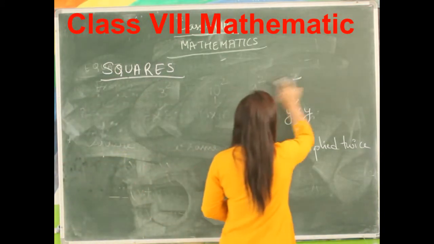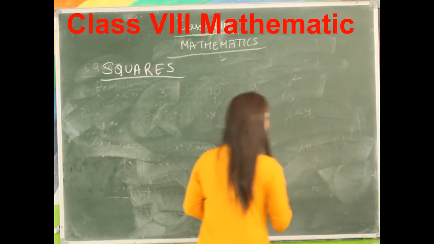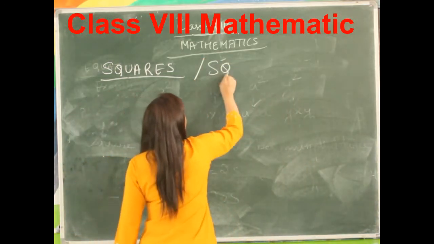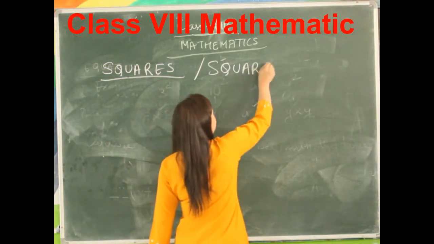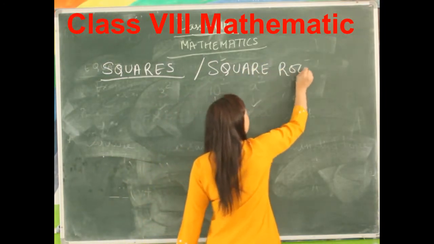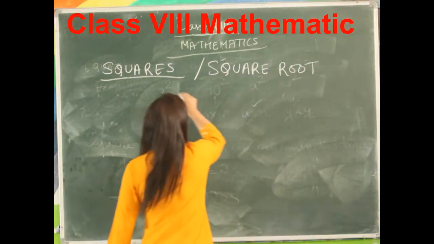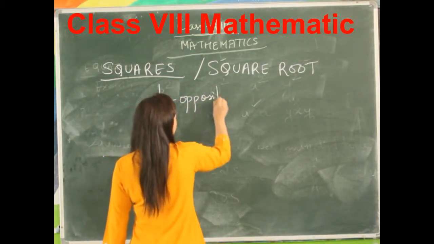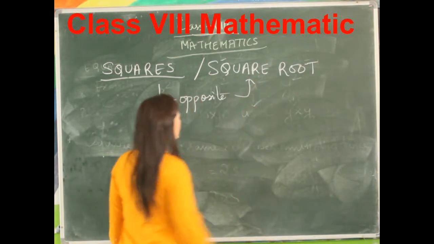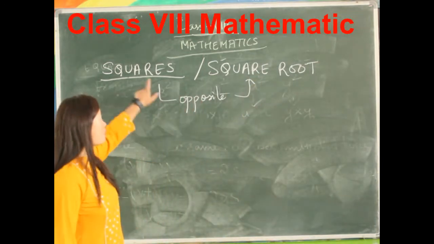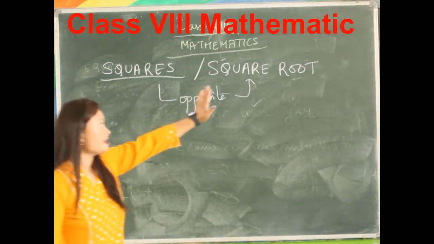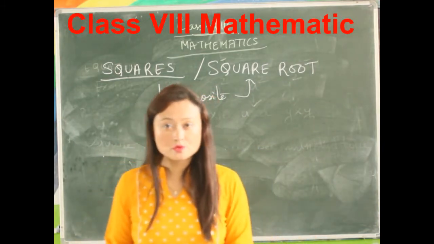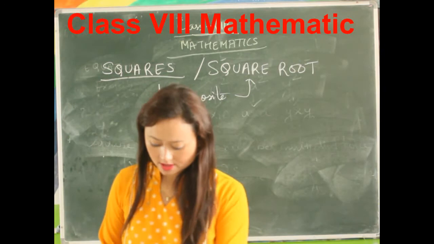And we'll come to square root later. Let me explain this: square root is the opposite of square. And this square root we'll be doing later. For now, we'll be moving on to the square part.